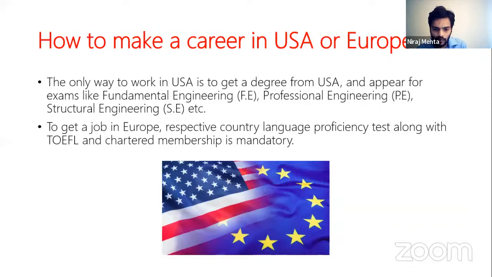It might be a 1 year course, it might be a master's degree, and then appear for exams. So basically in the US, you have to appear for exams. The exams are Fundamentals of Engineering. Once you pass the Fundamentals of Engineering, you can work for some years. After some years of experience, you can apply for a professional engineering license for different states.